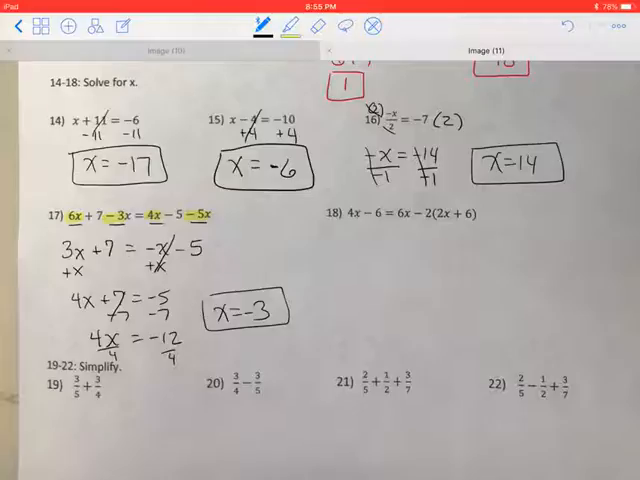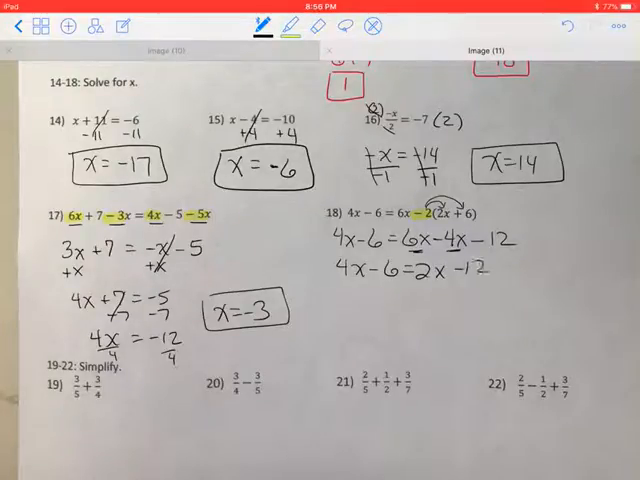All right, so if we look at number 18, I don't see much I can do on the left, but on the right, I do need to distribute that -2. So that means that -2 is going to multiply to the 2x, and it's going to multiply to the 6. So I'm going to get 4x minus 6 equals 6x. Then when I multiply, I get a -4x, and then a minus 12. Okay, since -2 times +6 is -12. Now on the right-hand side, I've got some similar terms, so let's put those together. And I end up with 2x minus 12 on the right.